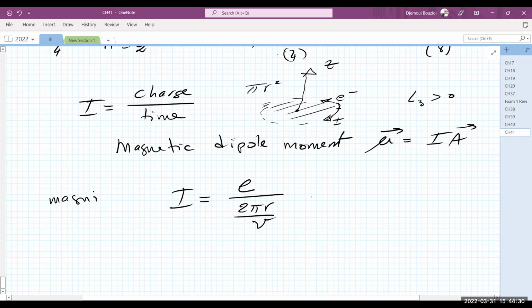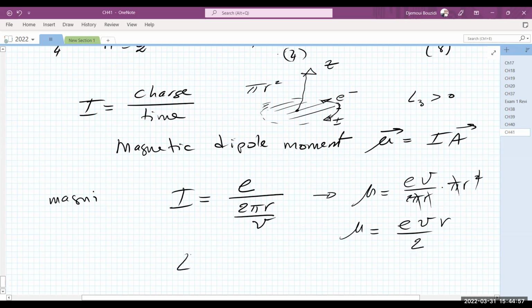Having said that, that gives me mu in magnitude equal to, first of all, this ratio, which is EV divided by 2 pi r, times the area, which is pi r squared. Cancel the r with the r, cancel the pi with the pi. And at the end, I will find mu equals EV times r divided by 2.